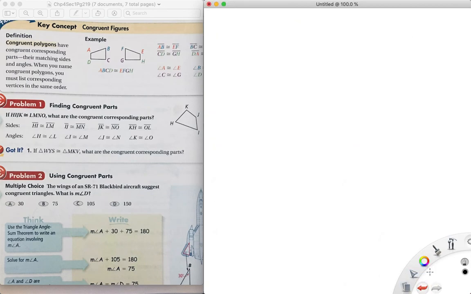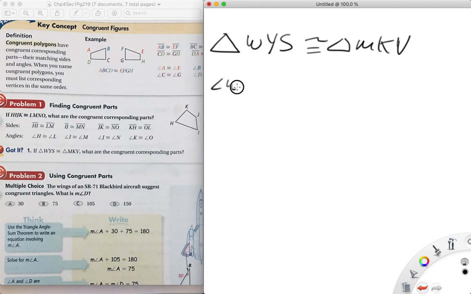What's nice about that is when we write a congruent statement between two figures, here we have triangle WYS is congruent to triangle MKNV. Since corresponding parts are linked up when we write this congruent statement, I already know the corresponding angles and the corresponding sides. W is first and M is first, so I say that angle W is congruent to angle M because they're written first.